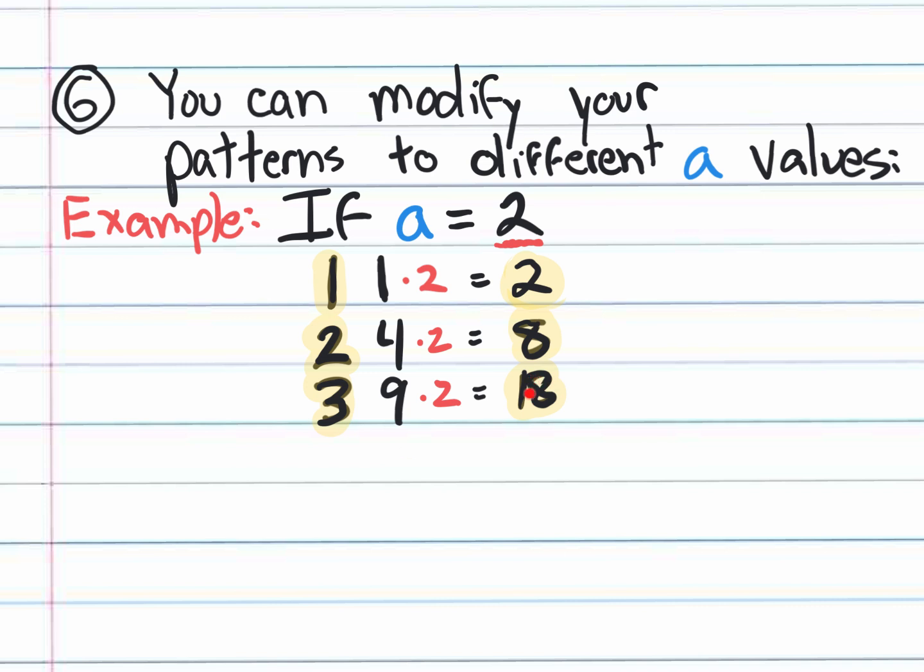So this right here is truly new information. We didn't talk about this before spring break. We're talking about it right now after spring break, right? When your a value is 1, it's really simple. It's 1, 1, 2, 4, 3, 9.